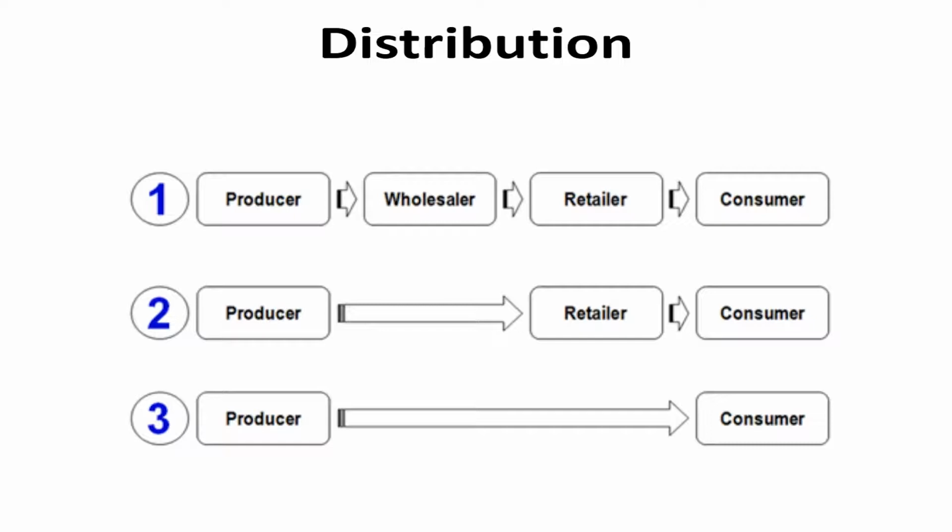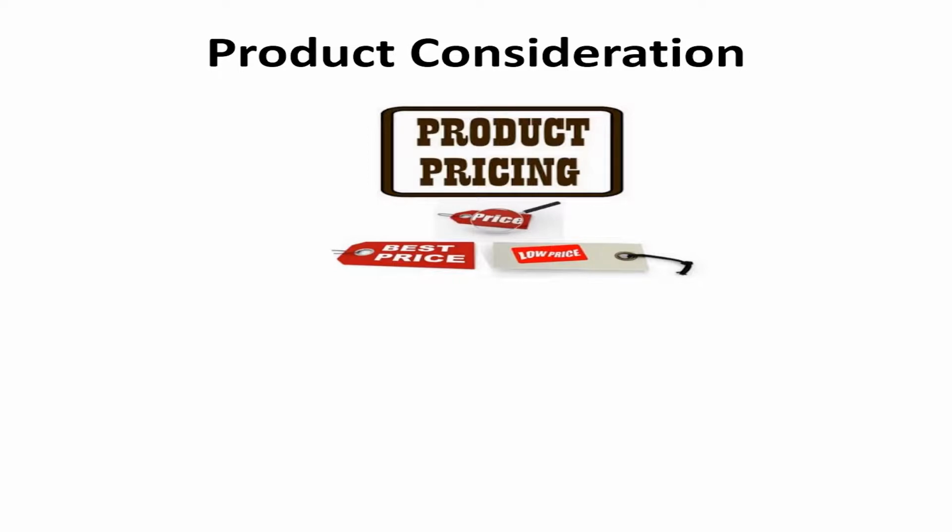Now let us discuss the factors that influence the decision of selecting the distribution channel. The first one is product consideration. The points that need to be discussed here are: first is price of the product. A high-priced product will have fewer middlemen because the number of buyers will be less. Contrarily, a low-priced product with a large number of buyers will require more channels of middlemen, as the manufacturer will not be able to deal directly with every buyer.